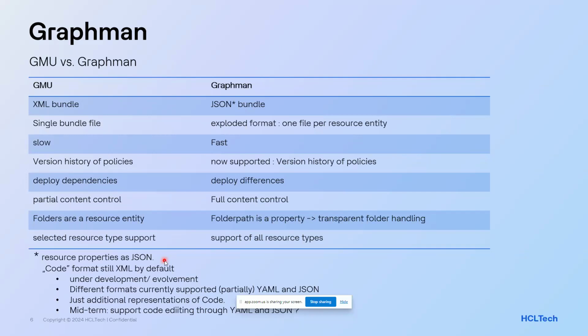Once you understand this concept, it's clear that XML, YAML, and JSON are just different representations of the code, of the programming logic of a policy or a service, nothing else. In my understanding, in the midterm, Broadcom might support, and please correct me if I'm wrong, editing of code not only through the Policy Manager, but through the YAML version or the JSON version. That might provide even more flexibility in how we handle code on a gateway.